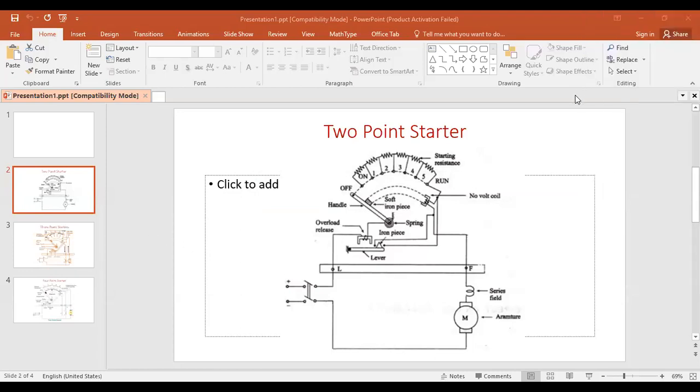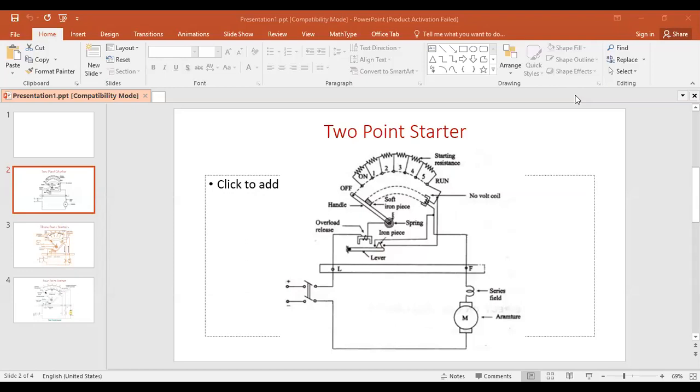We discuss the types of starter because in the case of DC motors, there are three different types of DC motor available. If you want to start a series motor, a shunt motor, or a compound motor, in all these three cases we need three different types of starters.